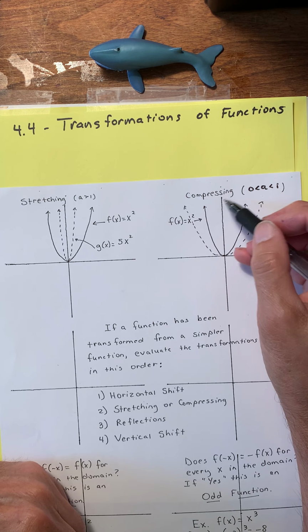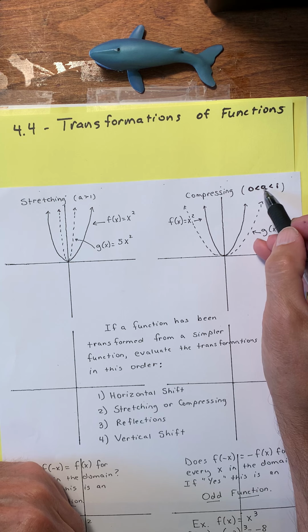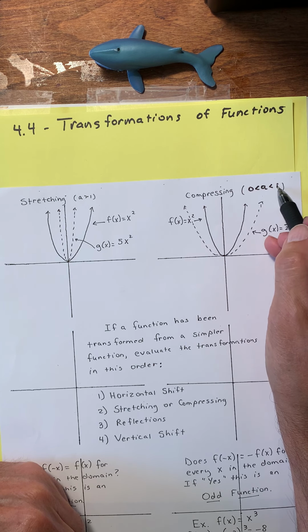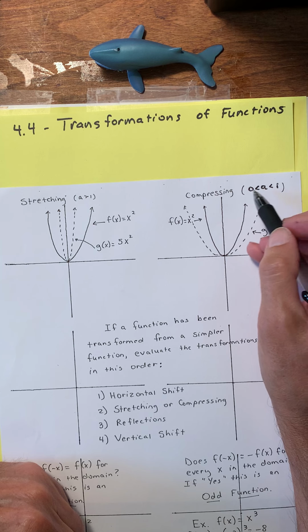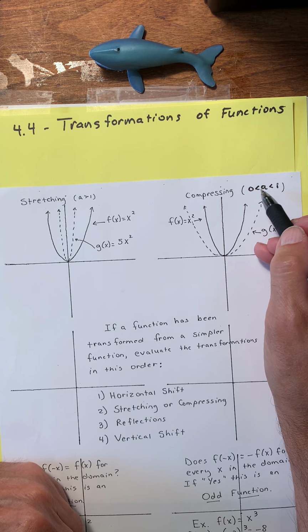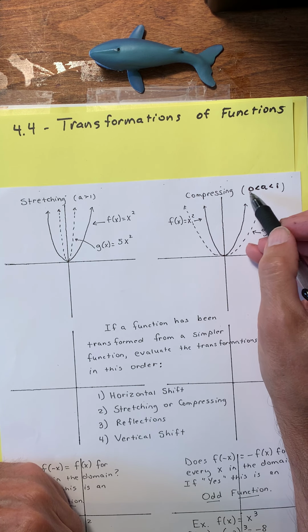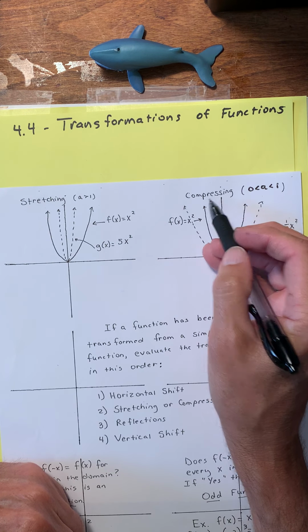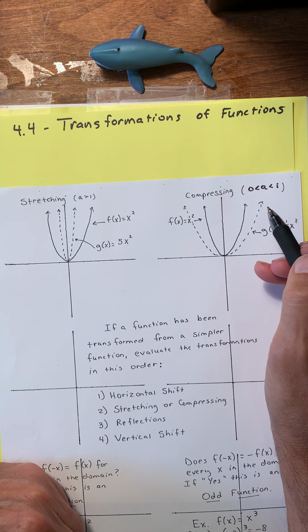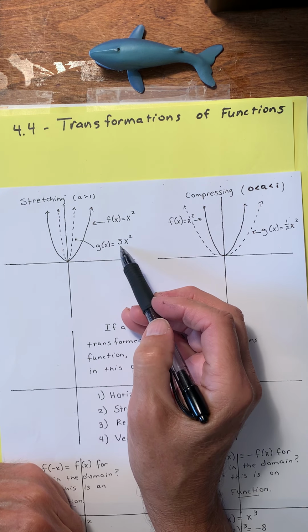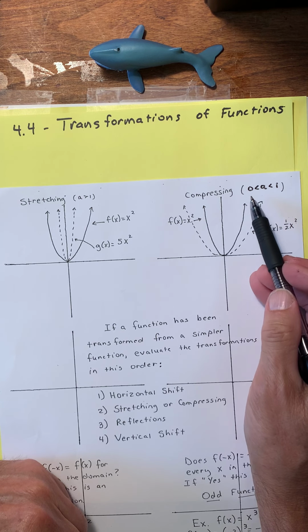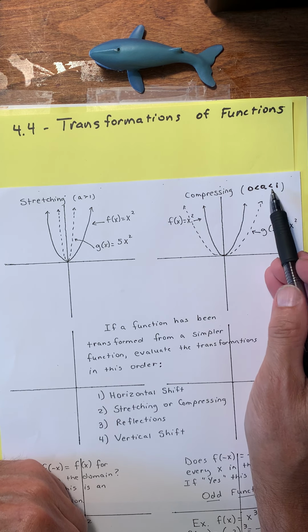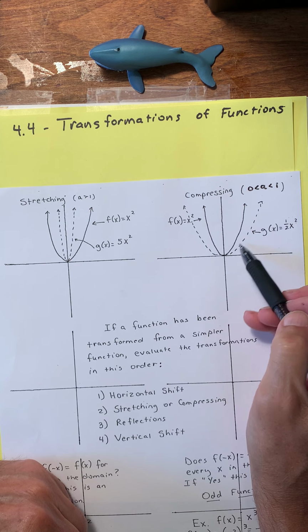Well, what happens if I multiply the function by some number in between 0 and 1? Something you could think of as a fraction less than 1, or a decimal less than 1. Something like 0.5, 2/3, 3/7, something that's in between 0 and 1. That flattens the thing out, what we call compressing the function. So to multiply it by a number greater than 1 thins it up. To multiply by a number between 0 and 1 flattens it out, compresses it.